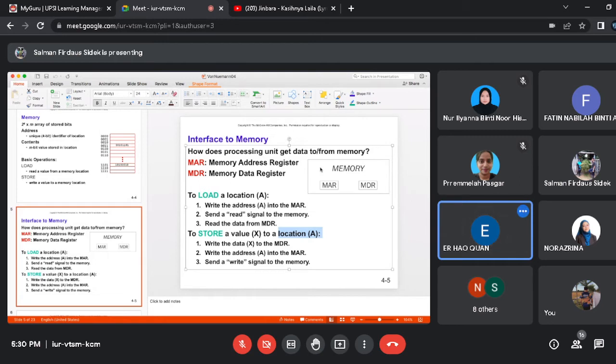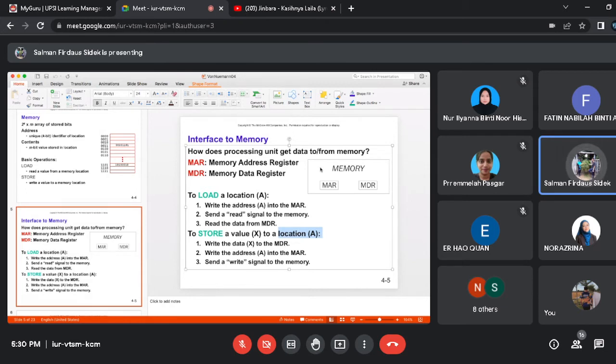Last step. Just refer to the note. So send write signal to memory. Who send the signal? Who send the signal? Control unit also. Also control unit.